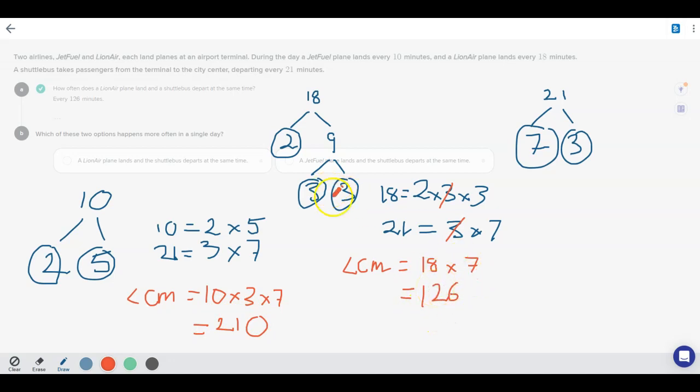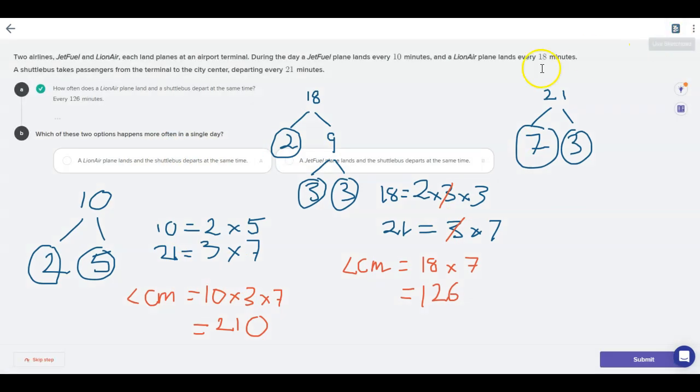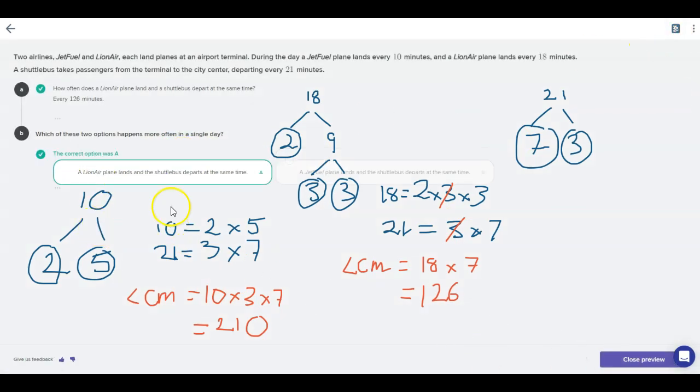Okay, so we can reasonably confidently say, should point out, that a Lion Air airplane will land more often with a shuttle bus departing at the same time in a single day, and we proved that mathematically. So let's go back and actually choose that option, press submit, and there we go, we are correct. So that is the end of the preview questions.